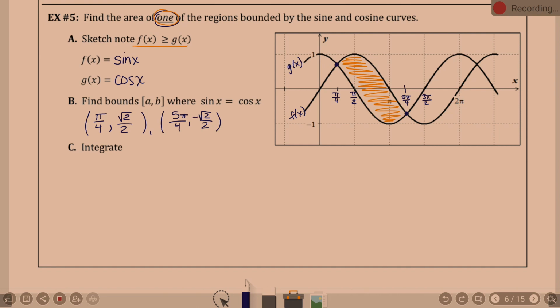If you go back to all students take calculus, pi over 4 is here, 5 pi over 4 is here, and sine and cosine are both negative down there, aren't they? Okay. Are you with me? Okay. Let's set this up and integrate.